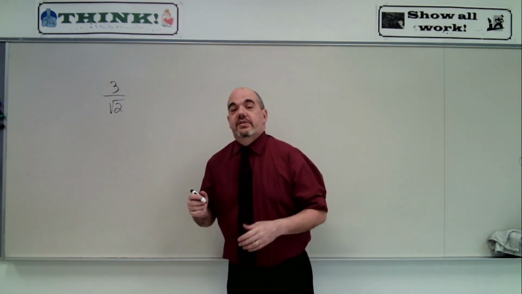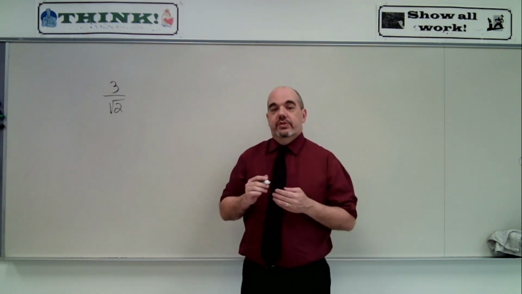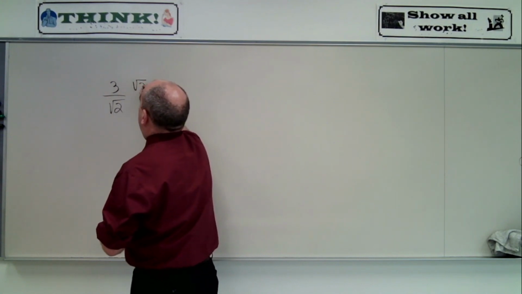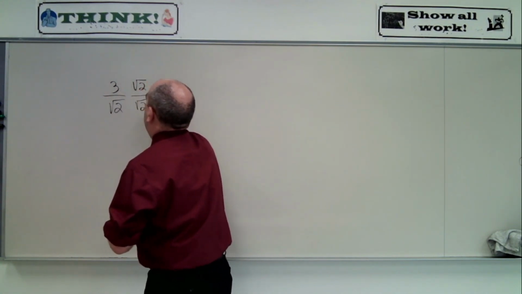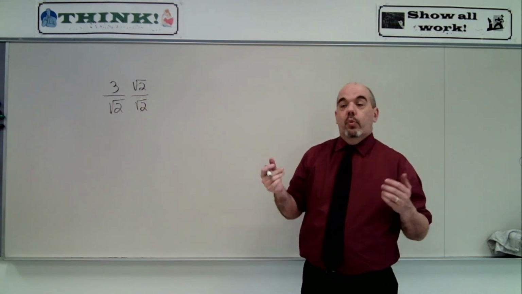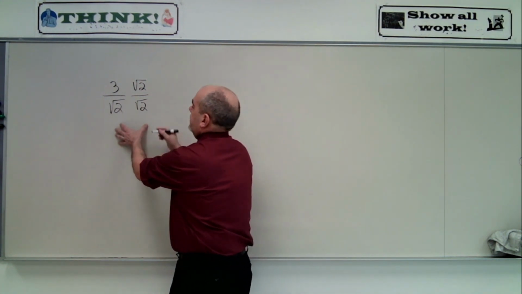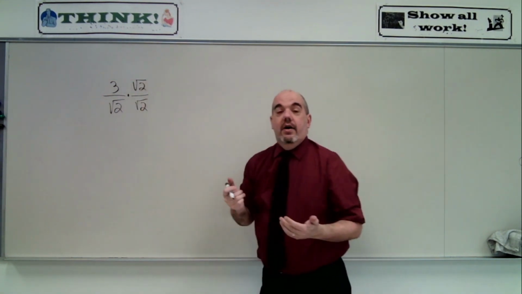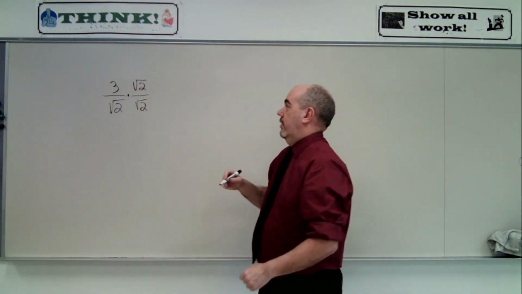And the way we do that is similar to how we found equivalent fractions in other videos. We multiply by a form of the number 1. In this case, the square root of 2 over the square root of 2, which you can understand is equal to 1. And what this does is it changes the way it looks without changing the value. So when you multiply by 1, it doesn't change the value.